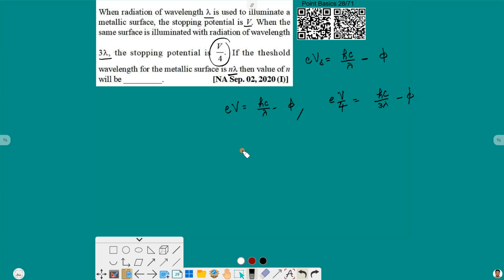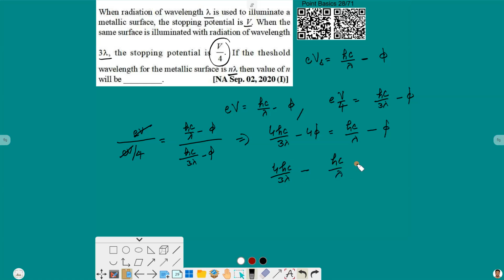Now if we divide both of these, what will we get? We will get eV divided by eV by 4 is equal to hc by lambda minus phi, divided by hc by 3 lambda minus phi. Now eV gets cancelled. Here we will have 4, and cross multiplying, this will give us 4 hc by 3 lambda minus 4 phi is equal to hc by lambda minus phi. Now this can be written as 4 hc by 3 lambda minus hc by lambda is equal to 3 phi.